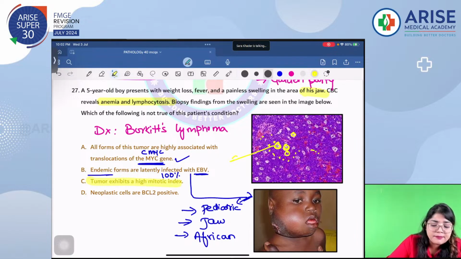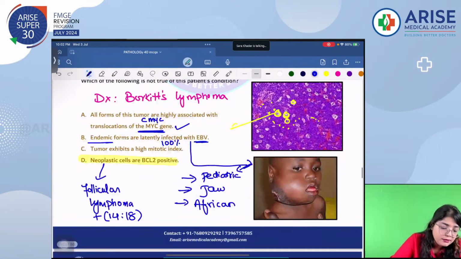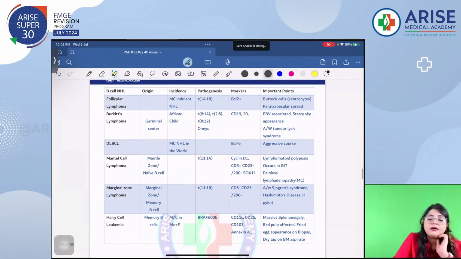So it is malignant, and that's why it exhibits a high mitotic index, but it does not show BCL2 positivity. BCL2 positivity is seen in follicular lymphoma. Translocation 14, 18. If you can remember this much about your follicular lymphoma, this is important. And this is a table, just go through quickly. Usually they don't ask other things, but Burkitt, your hairy cell leukemia, that is important.